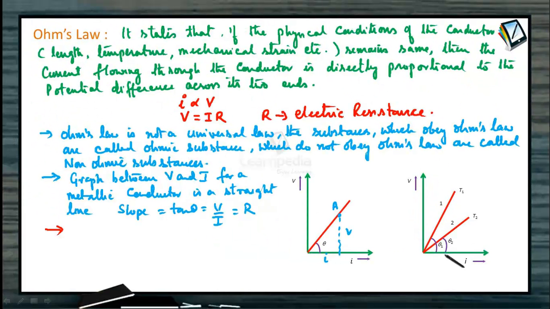In the figures again, for conductor 1 and conductor 2, the slope tan theta 1 is greater than tan theta 2. So resistance R1 for the first conductor is greater than for conductor 2. Therefore, temperature T1 is greater than temperature T2, because as temperature increases, the resistance of the conductor increases. So the more the temperature, the more the resistance, and the slope of the graph will be greater. So the slope of the VI graph gives the resistance.